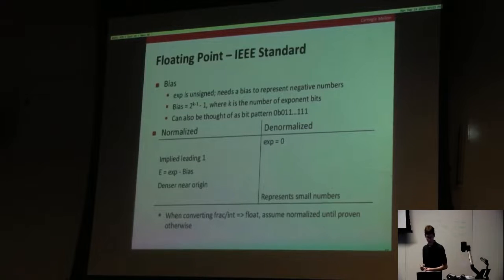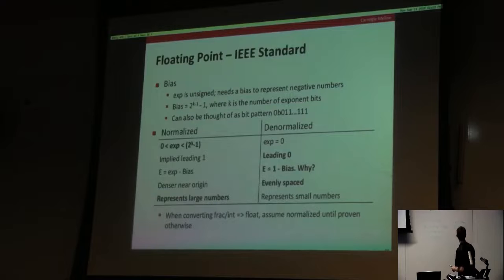The normalized are denser near the origin, and they get more spread out as we get farther apart. Because what we're doing is we have this constant amount of precision for the fractional part, but with this exponent, every time we increase it by 1, we've gone up by a power of 2. So what that means is they're actually getting more spread out as we go towards negative infinity and infinity. The denormalized numbers are going to be evenly spaced. That's one of the properties of them. And then the normalized numbers are bigger numbers. I think I got this wrong. Should be 1 minus bias.